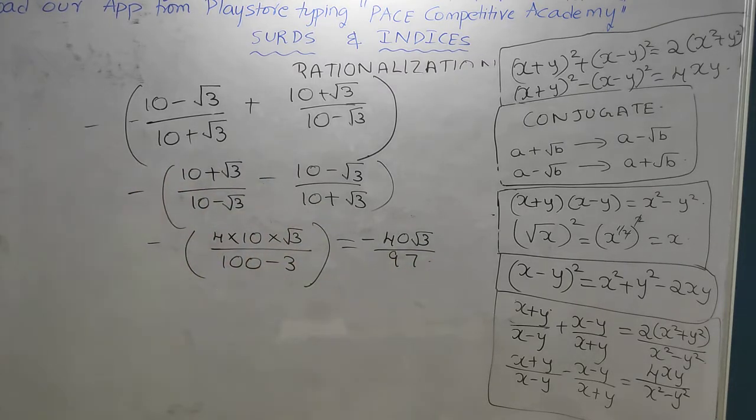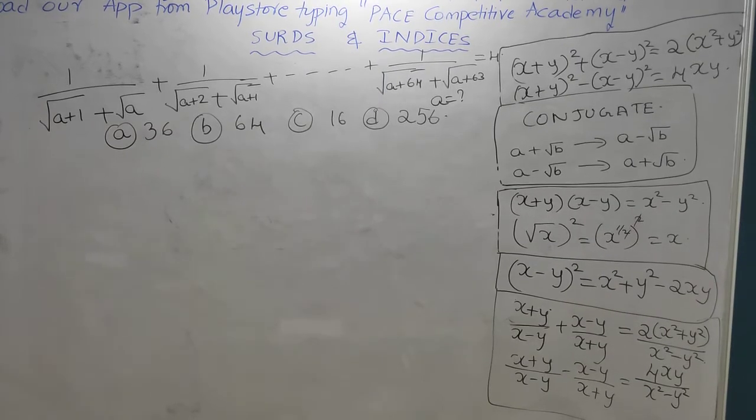Okay. So coming to the next question: 1 by root over a plus 1 plus root a, plus 1 by root over a plus 2 plus root over a plus 1, plus and so on up to 1 by root over a plus 64 plus root over a plus 63, is given as equal to 4. And the 4 options are given. We need to find the value of a. We need to pick the right answer.